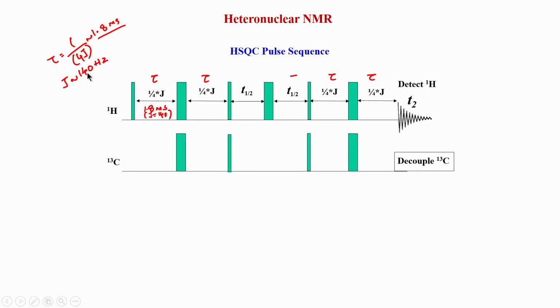So, I should not use this value, I can use a higher value, then in that case the delay will become shorter, it will reduce. So, this delay or this period, this tau is simply dependent on how much your J coupling is.